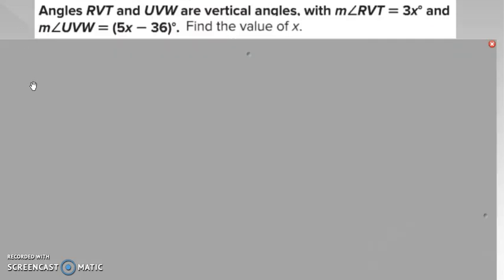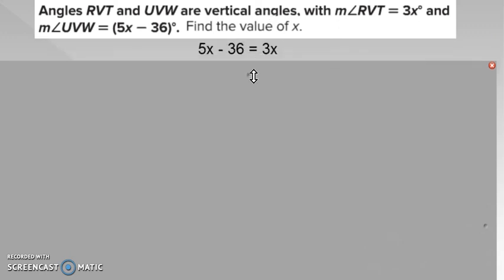Angles RVT and UVW are vertical angles. We have the measure of angle RVT is 3x degrees, and the measure of UVW is 5x minus 36 degrees. We want to find the value of x. We don't have a picture, and if you'd like to draw one, you're more than welcome to do that. But what we need to know is that vertical angles are congruent. They equal each other. All we need to do is set up the equation 5x minus 36 is equal to 3x.